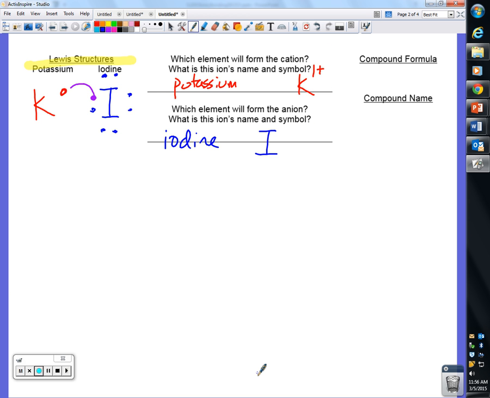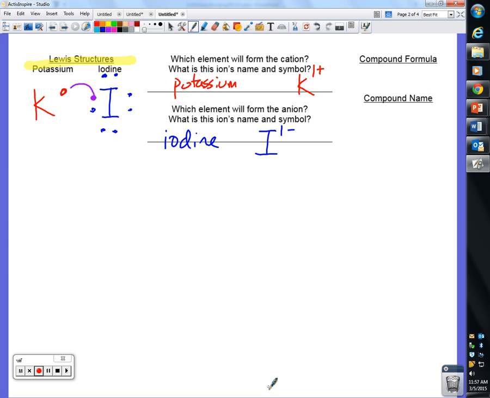This is not an actual number, it's just the difference between protons and electrons. So in this case, we would write 1 minus, because it has one more electron than proton. Yes, it has a lot more electrons than potassium does, but that's not important. All that matters is how different they are. Okay? Good there. All right, now let's take care of this last column.